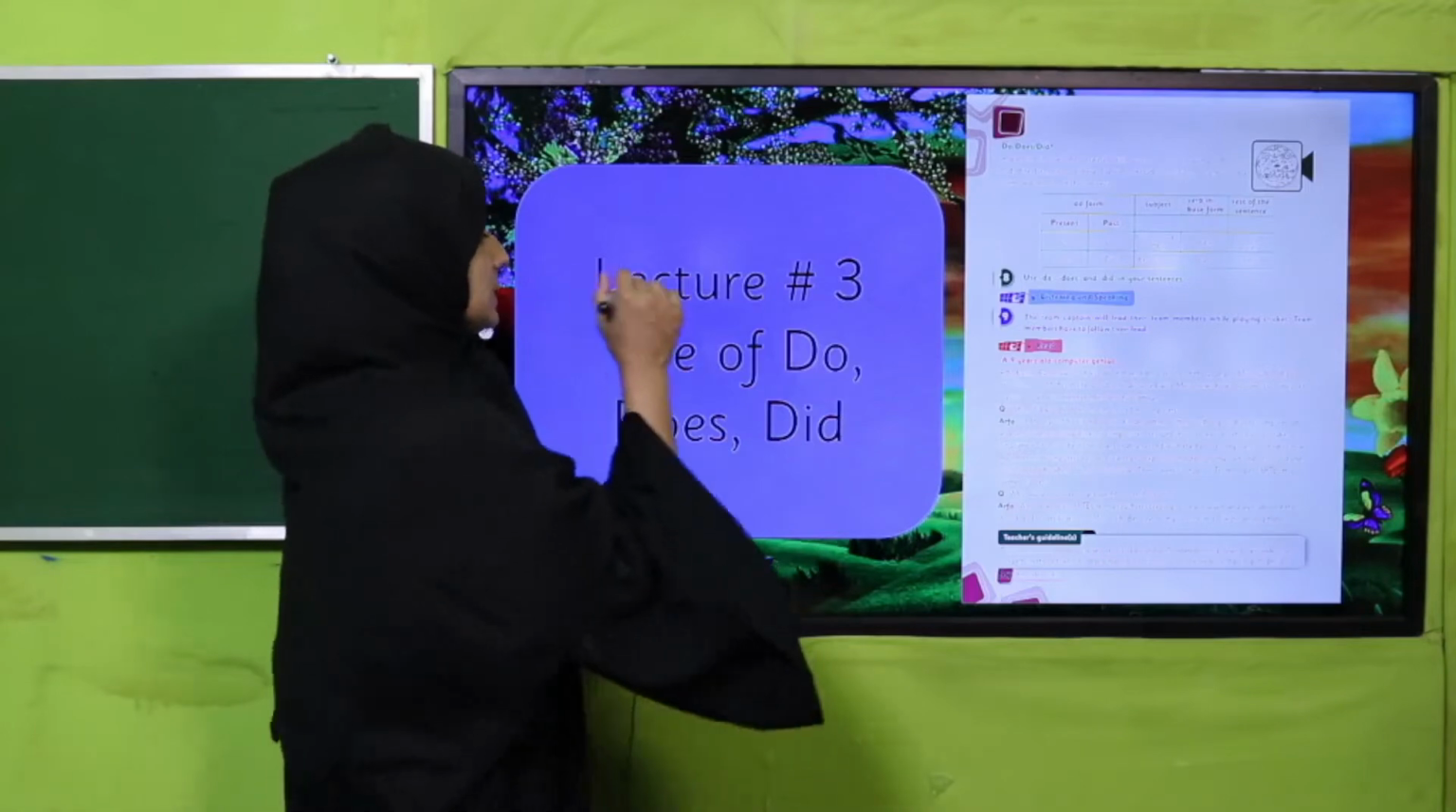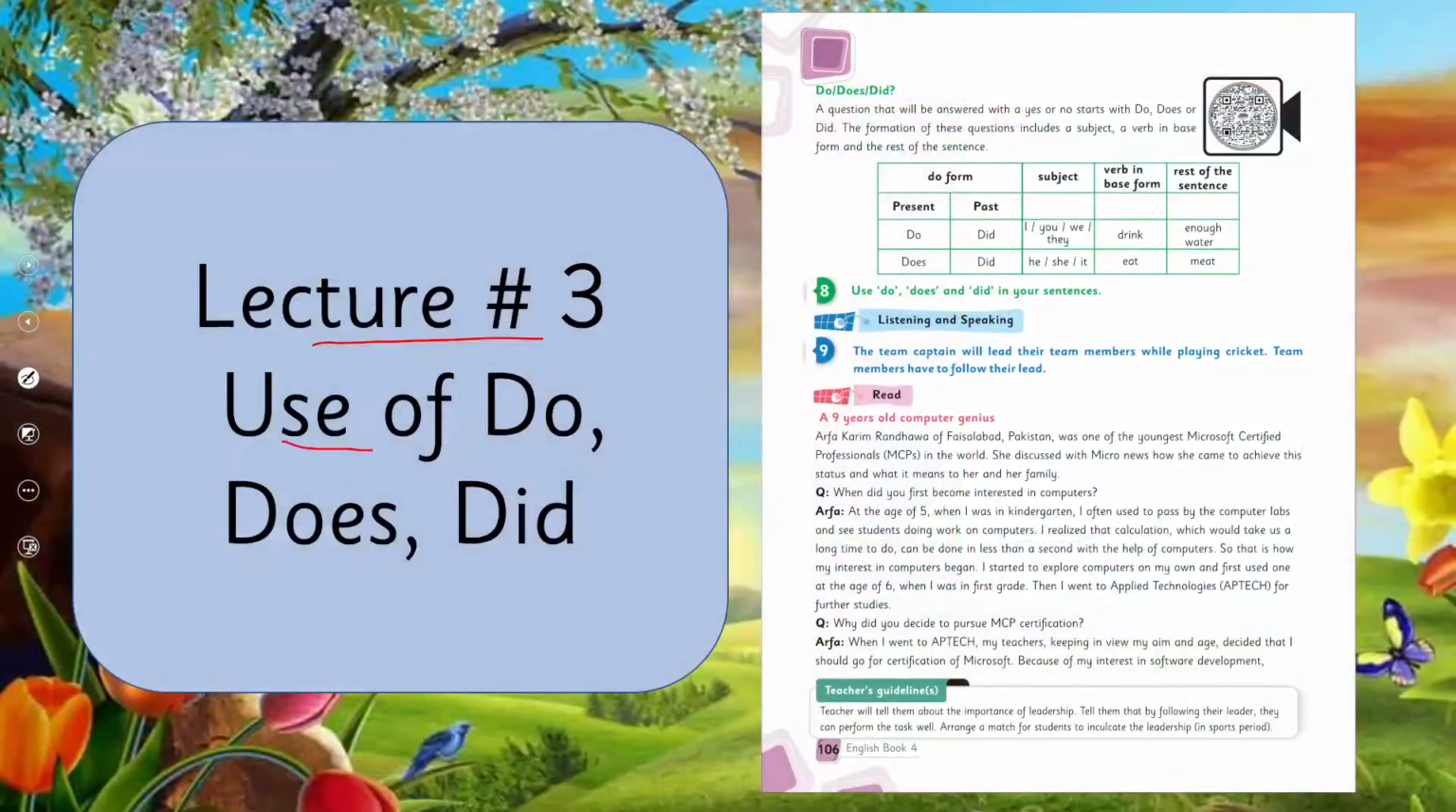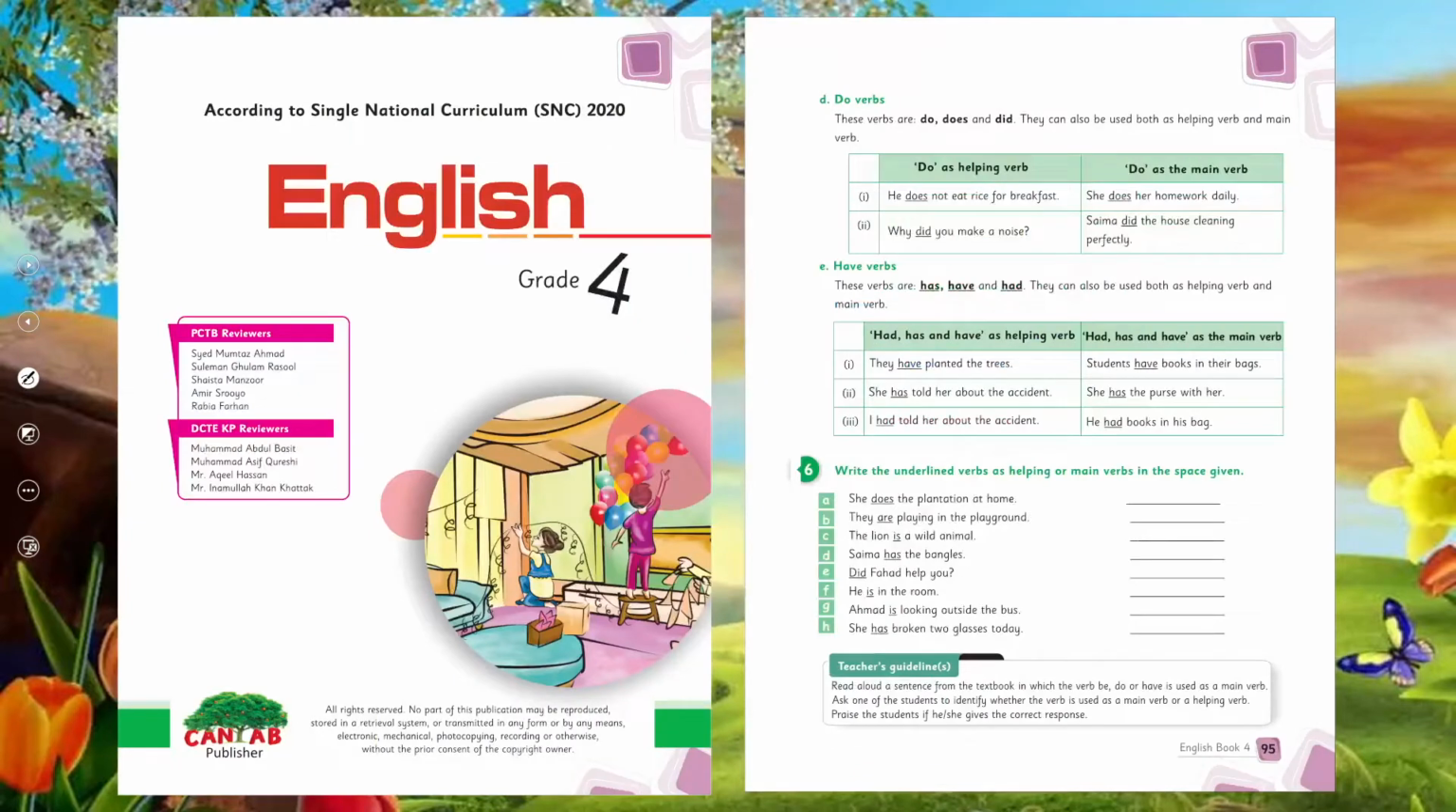Our today's lecture, lecture number 3, we will learn the use of do, does and did as question words, and we will cover page number 106. Before, in English for grade 4, we have already learned about the use of do, does and did. I hope, my dear students, you remember it. If you do not, you can watch this video lecture again. So today we are going to learn more about it.